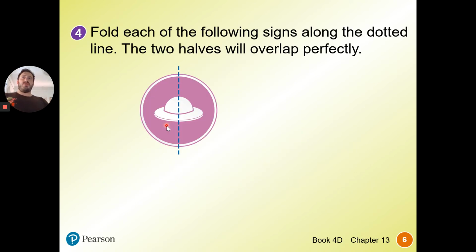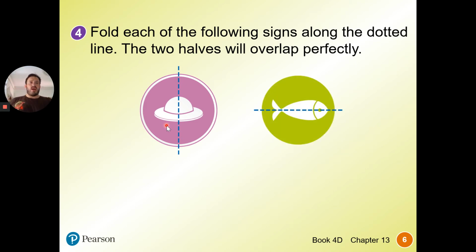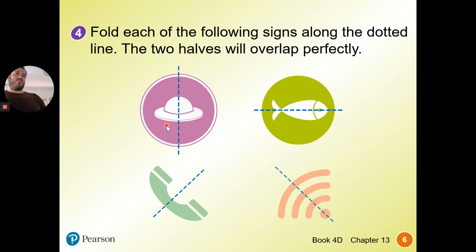So fold each of the following signs along the dotted line, and the two halves will overlap perfectly. So the hat, the fish, this telephone, the Wi-Fi. You can see that we can change whether it's vertically, horizontally, or diagonally, as long as the shape, when it's mirrored, will overlap perfectly.